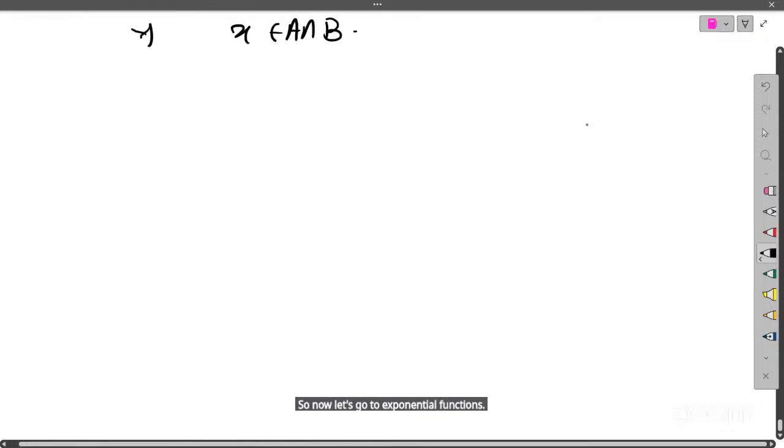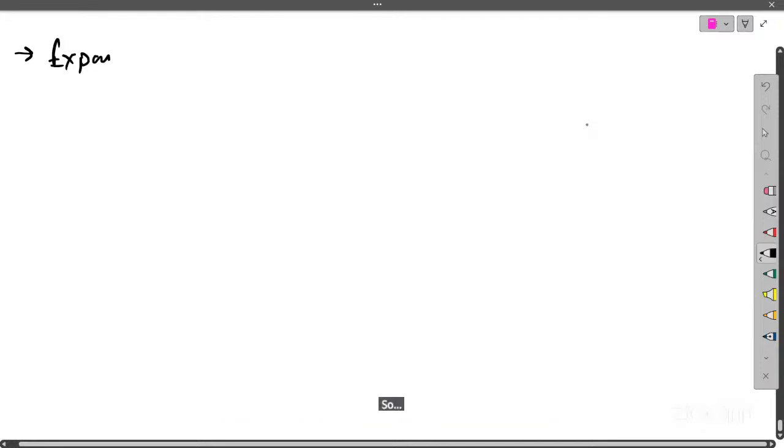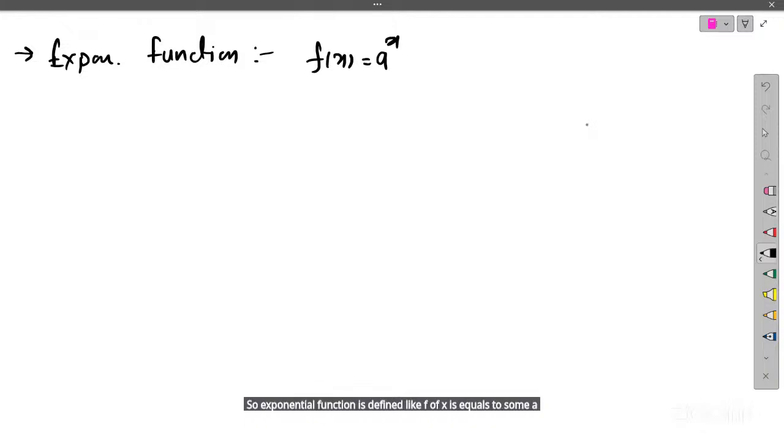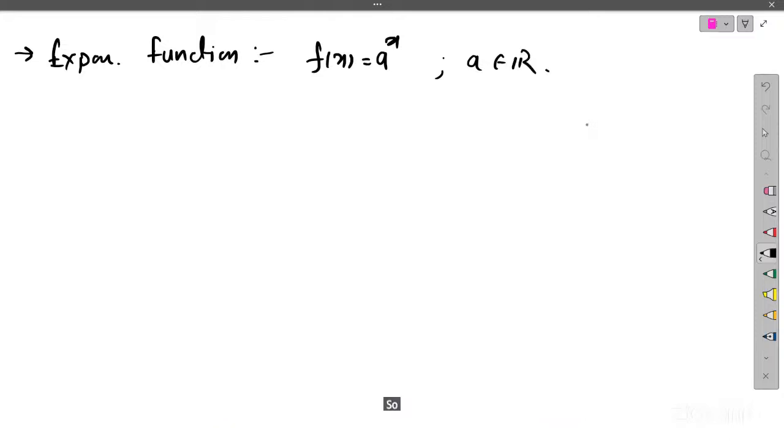Exponential functions are a very special type of function. An exponential function is defined as f of x is equal to a to the power x. Here we are taking a power of some real number a. Depending on this a, the exponential function behaves in different ways. For example, if you take a between 0 and 1, or any other value, the exponential function will change accordingly.